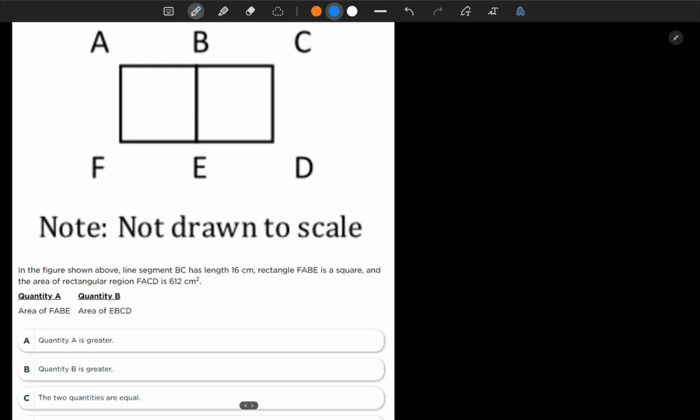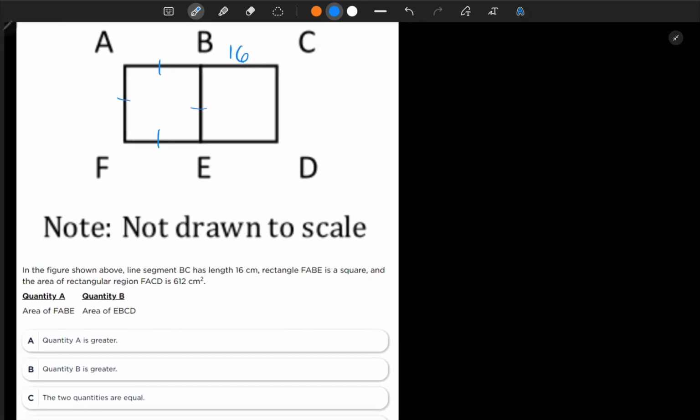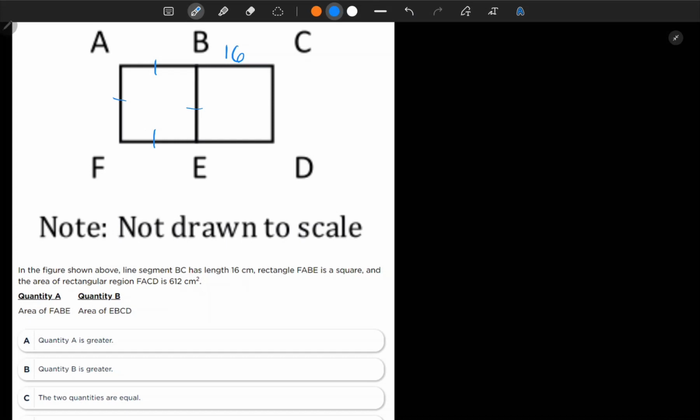Next, consider the following figure. In the figure shown above, line segment BC has a length of 16 centimeters, so we'll label that 16. Rectangle FABE, so the left rectangle here, is a square, so that means we can identify each of these four side lengths. So drawing one line across each of these side lengths just says that they're equal to each other. Alternatively, we could say that each one has a side length of x.